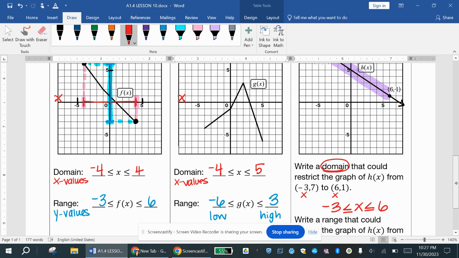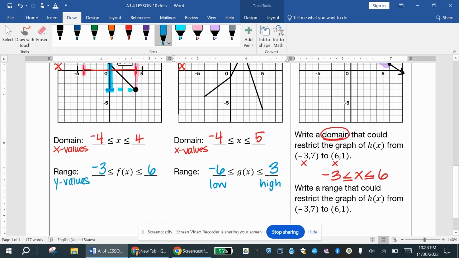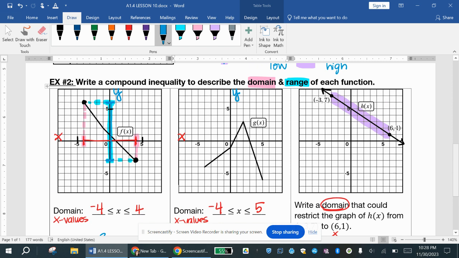Now range is asking you for the y values. So now I'm going to look at these y values and say, I want to restrict it. You can see on the graph, the highest that it can go is 7. The lowest it can go is 1, right? So this is the restriction for the range.